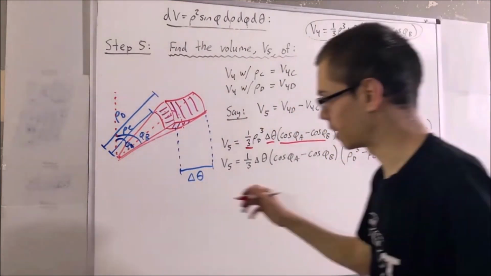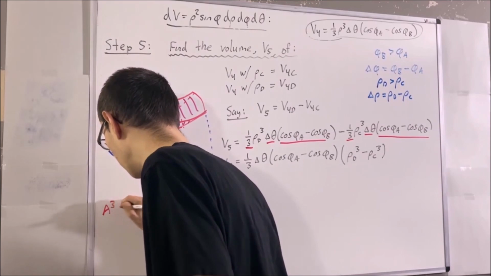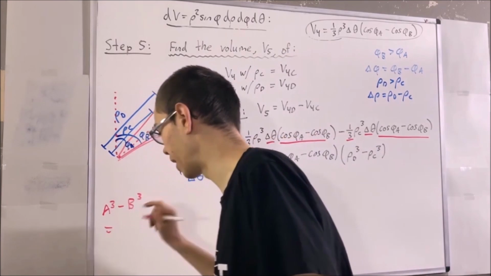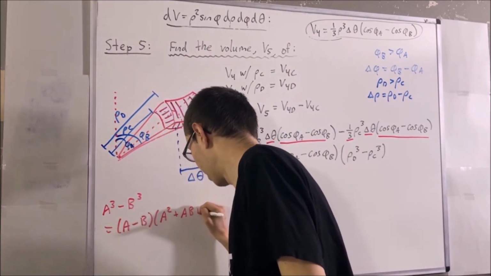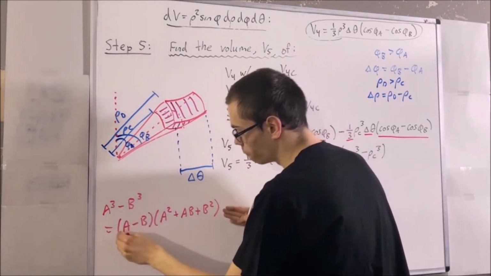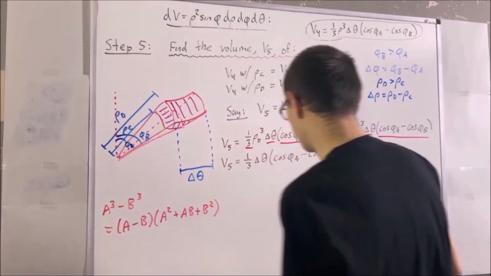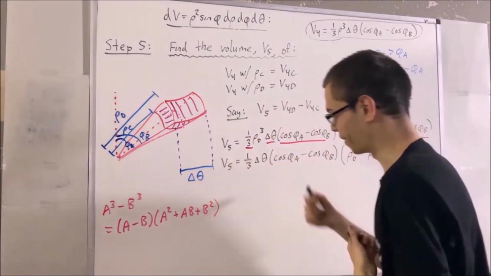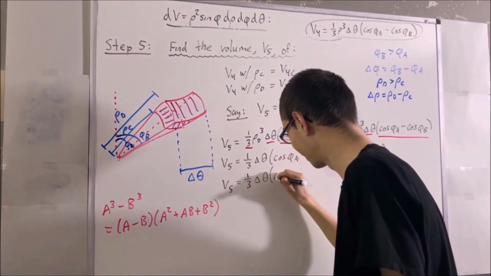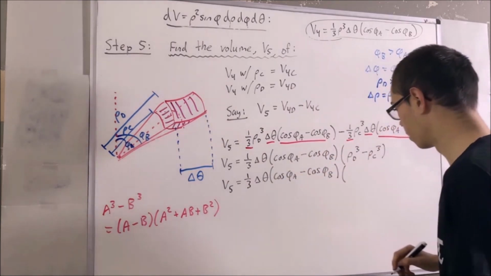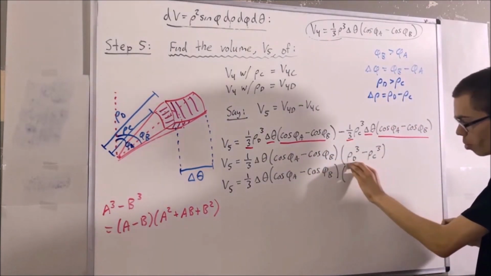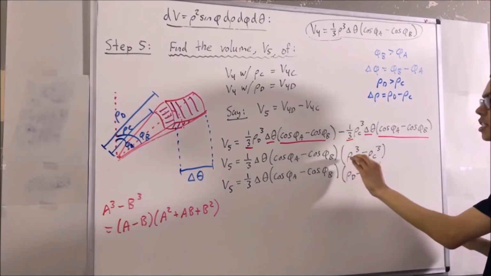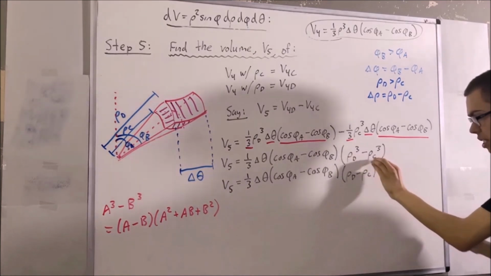To factor something that is in the form a cubed minus b cubed, the way you would factor this is like this. This is the factored form of this. So we're going to rewrite this using this formula. I like that word, formula. That was good. Okay. So what this becomes is rho d minus rho c times rho d squared plus rho d rho c plus rho c squared.